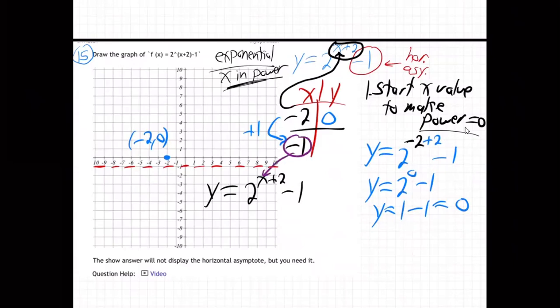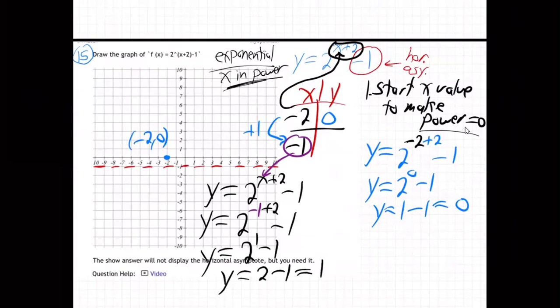Right there. So what do I get? Y equals 2 to the -1 plus 2 minus 1. Y equals 2 to the 1 minus 1. Y equals 2 minus 1, or 1. 2 to the 1 is just 2. 2 minus 1 is 1. So back 1, up 1. Where's that point? Right there. Back 1, up 1. So now we know.